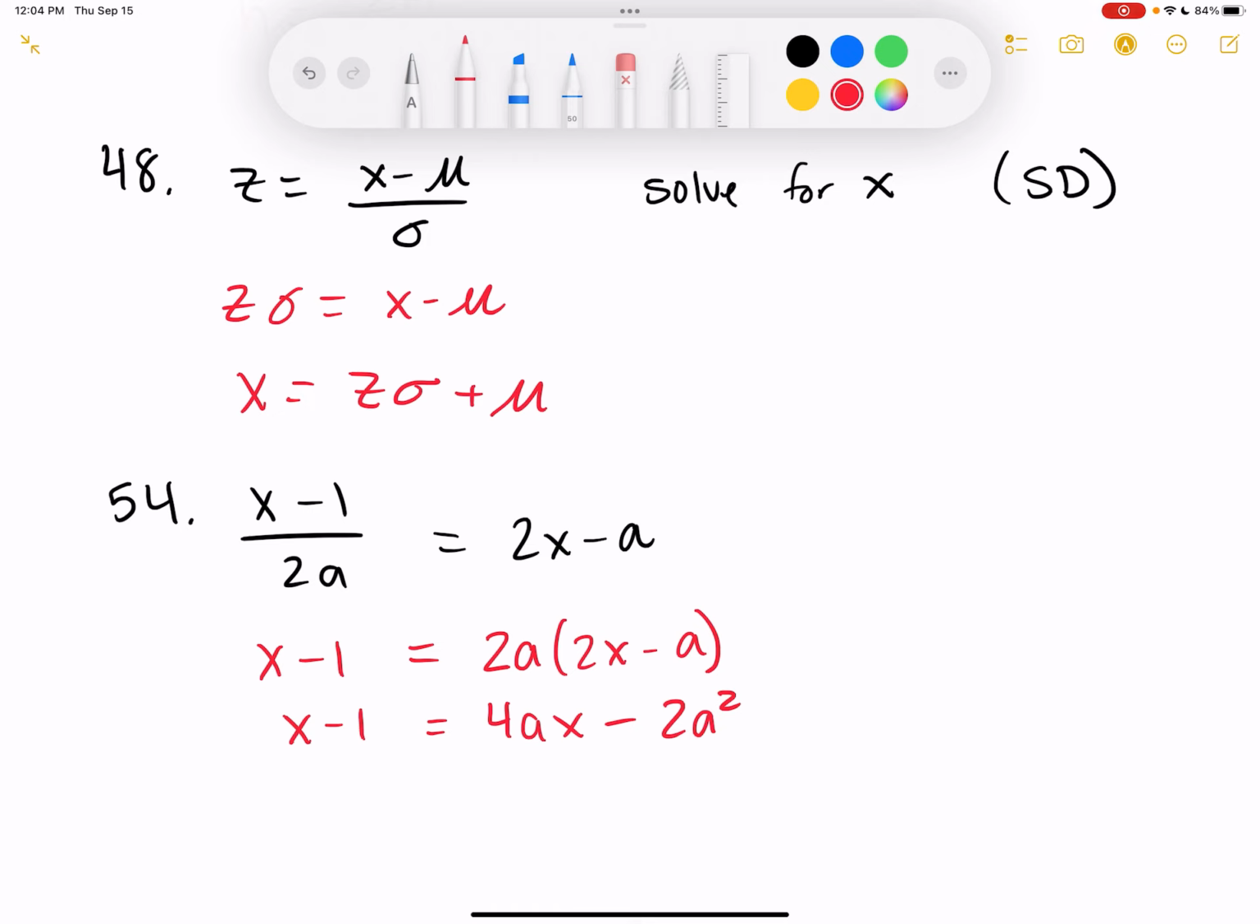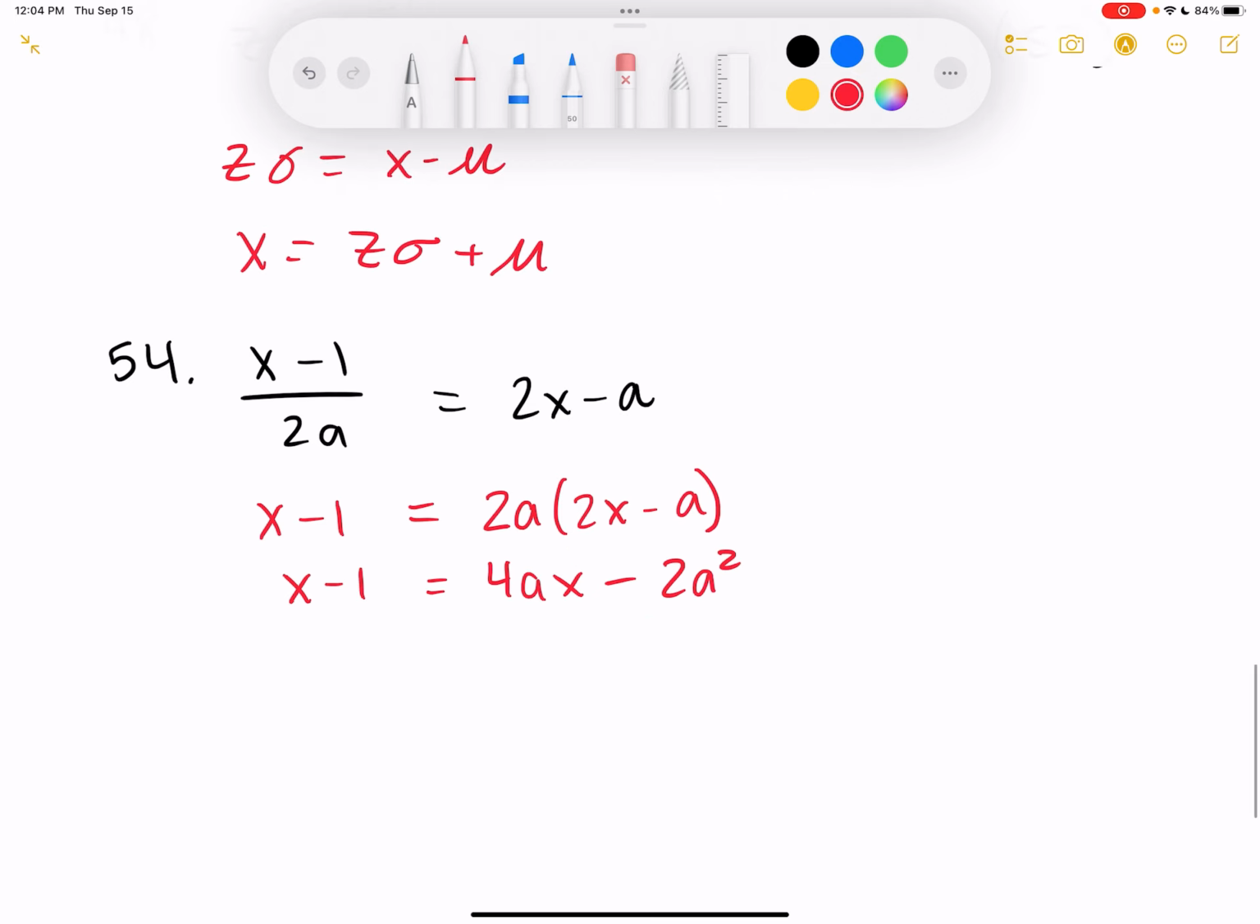Move the left x to the right. And then doing that, move the 2a squared to the left. Yes, that's fine. Either direction is fine to move it. So 2a squared minus 1 equals 4ax minus x. Now what?